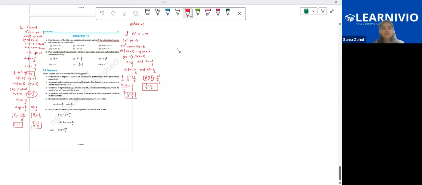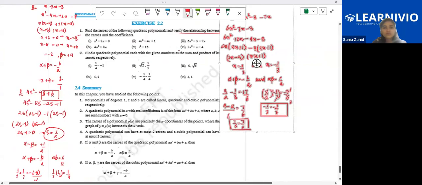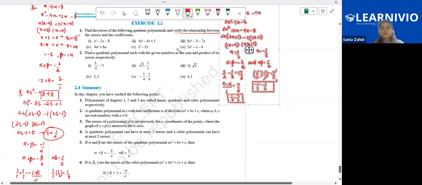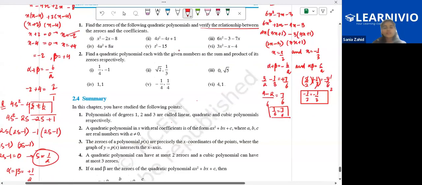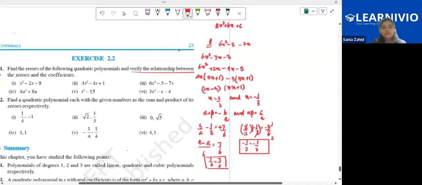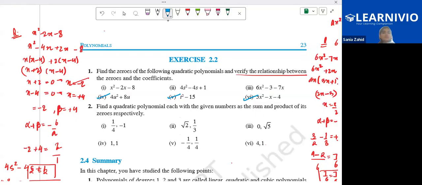Correct. So no doubts up till here? Everything is clear up till here, Umair? Yes, ma'am. Okay. So now you can just come to the next set of questions. You can do questions 4, 5 and 6. Just quickly do 4, 5 and 6.